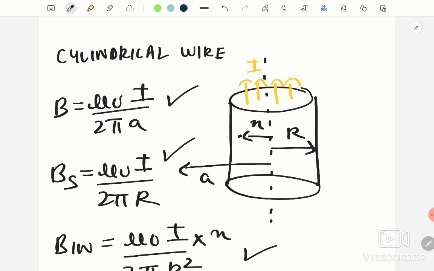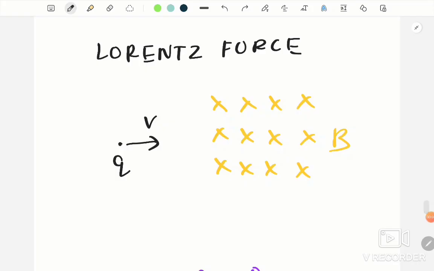Now let's move ahead to the next slide. Yes, students. In this slide, we will look at Lorentz force acting on a charge entering a magnetic field. Guys, you can see here in the diagram that the magnetic field is represented by yellow color crosses, which means that the magnetic field is inside the screen.